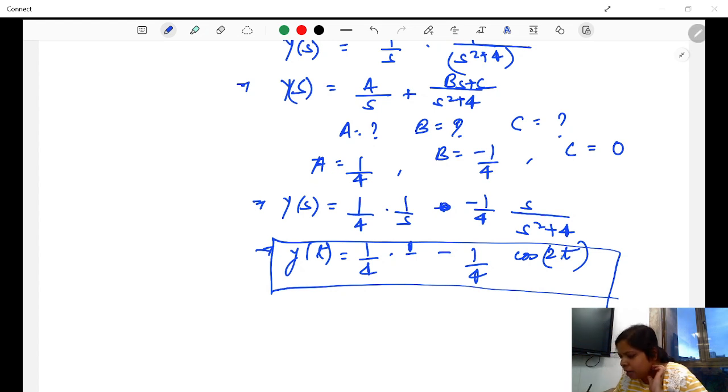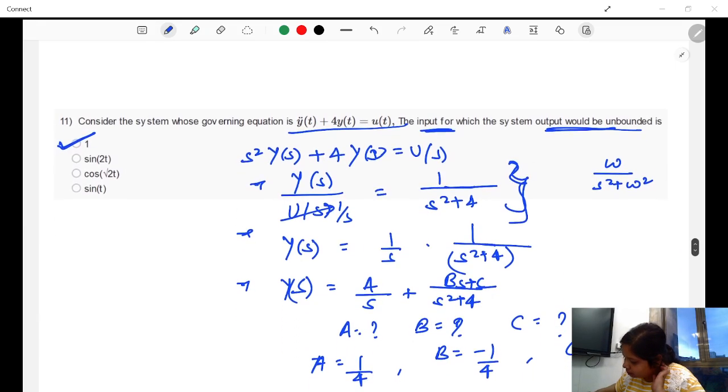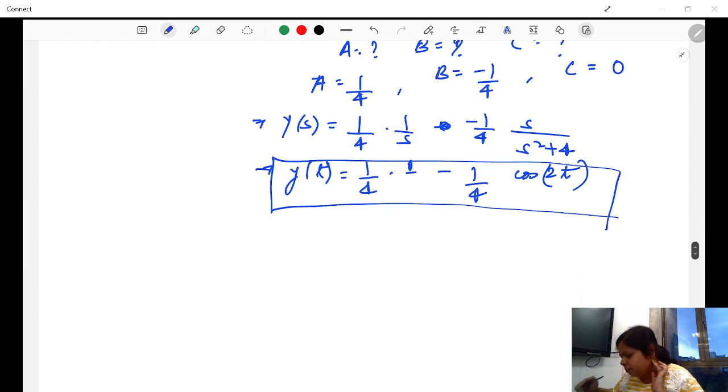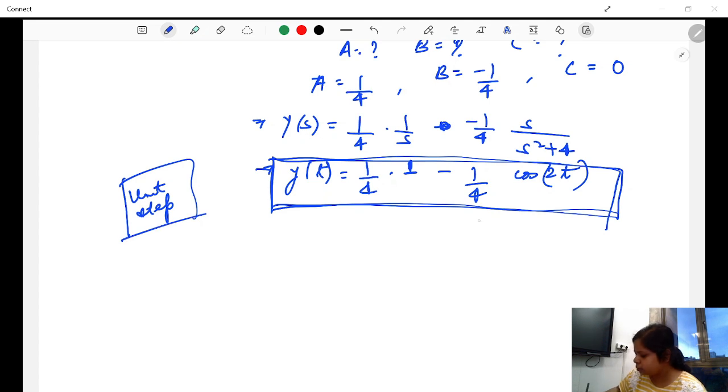Now you want to have the steady state value. This is what the question was asking: the input for which the system would be unbounded. Is the system unbounded at any time, or is it bounded? How do you decide if it is bounded or unbounded? This is the output of the system when you give a unit step to the system. Is this response bounded or unbounded?